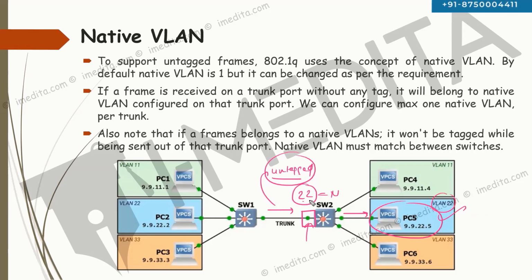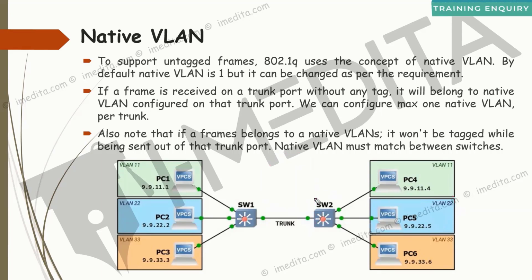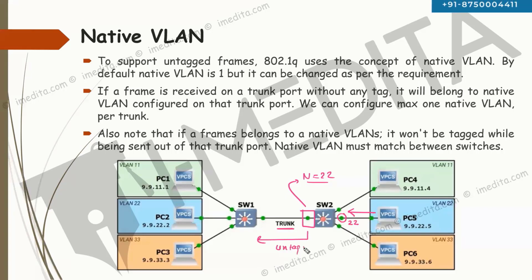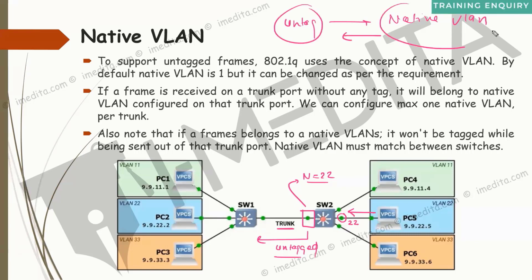And also, let's say I have configured VLAN 22 as native VLAN. So when the data arrives from the LAN side onto this port, the port belongs to VLAN 22. When the data is forwarded out of that trunk port, the data is not going to be tagged as well. So untagged frame belongs to native VLAN. If the data belongs to native VLAN, data will not be tagged as well. Both the conditions are there.